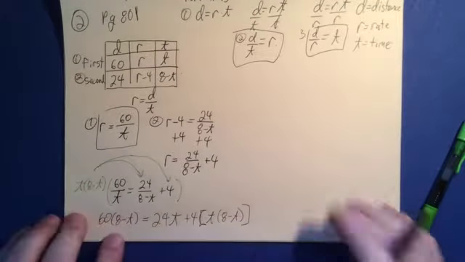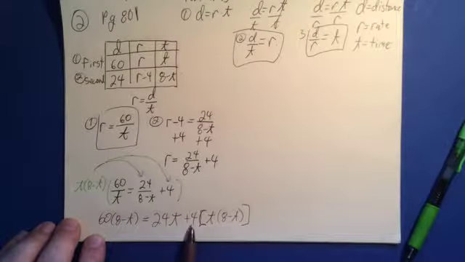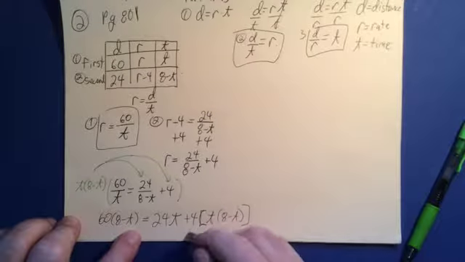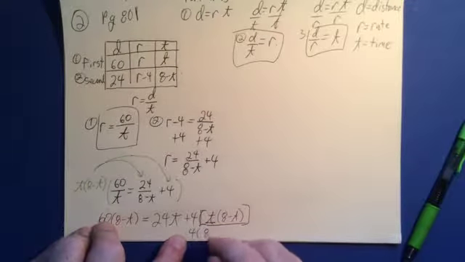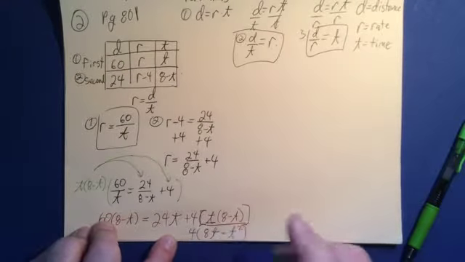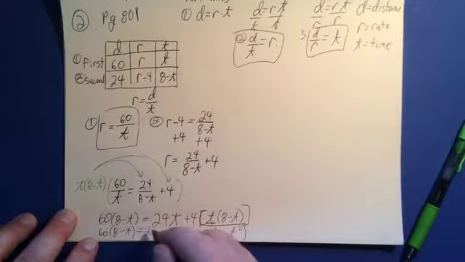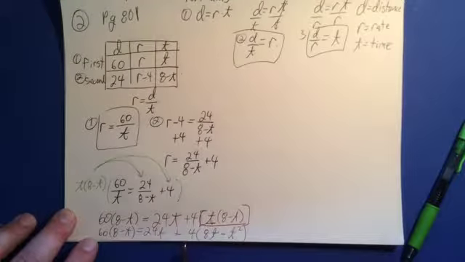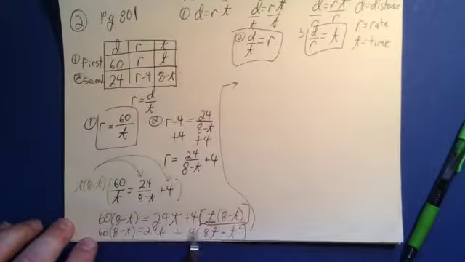The one part of this problem I'm going to change before I bring it up here to continue to work on it is I'm going to change this to 4 times. I'm going to distribute on the inside now. So t times 8 minus t, that's going to give us 8t, and then t times negative t will be minus t squared. So now I've got 60 times 8 minus t equals 24t plus 4 times 8t minus t squared. What we're going to bring up here now is going to be the distributed version of this.